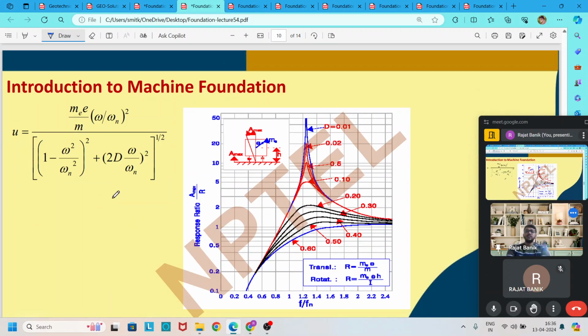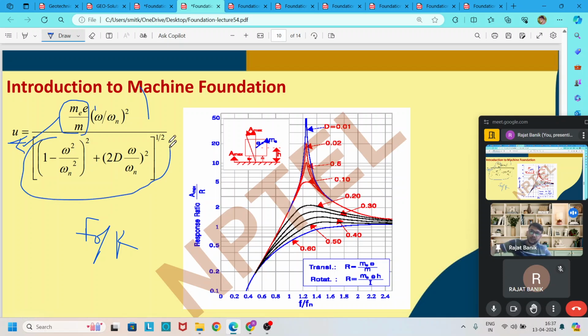Then there is the rotating mass system. In the rotating mass system, we replace this F naught by k with the term me by M, into omega by omega n whole squared, where m is the rotating mass, e is the eccentricity, and M is the total mass of the foundation. If you put this term here, then this entire term is called the magnification factor.